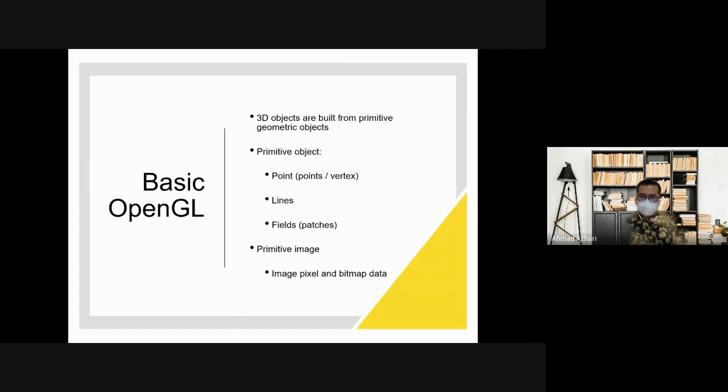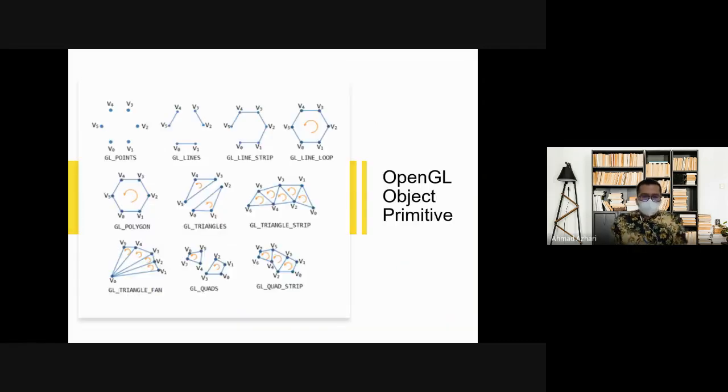On the OpenGL object primitives, you can also see points, lines, line strip, line loop, polygon, triangle, triangle strip, triangle fan, quads, and also quad strip. As I also told you about the points and the lines, a point is one dot on the coordinate view, and a line provides two points that are related to each other.